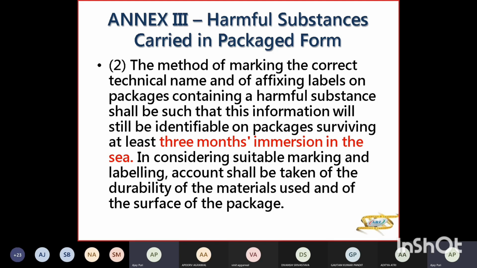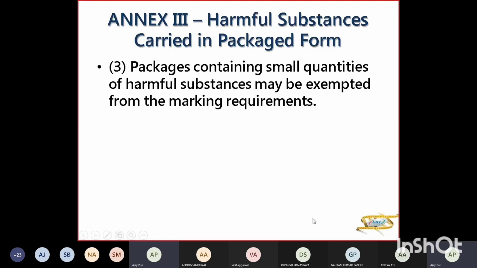क्योंकि लेबल आपका 3 महीना सबमर्जन को सस्टेन करना है, इमर्शन को सी में. तो दैट इज द रीजन, सो दैट योर डाइवर्स कैन आइडेंटिफाई उसमें है क्या. So it should be suitably marked and labeled and shall be taken off by durability of the material used at the surface of packaging.